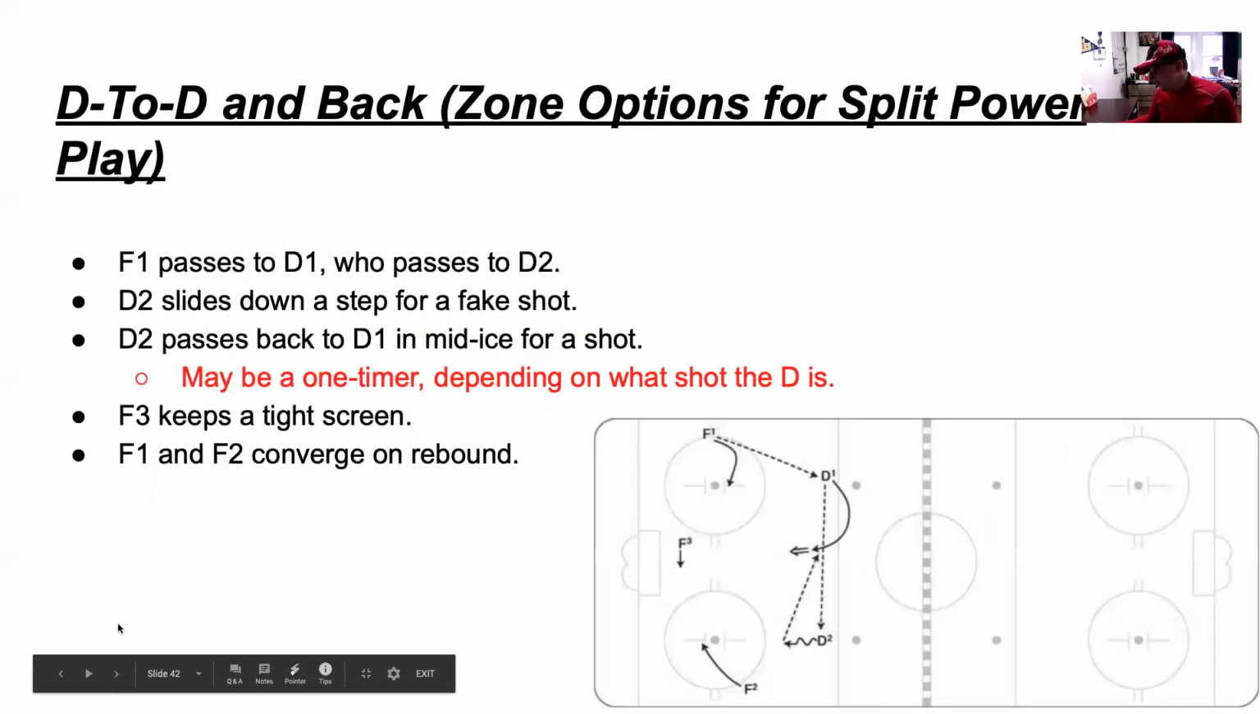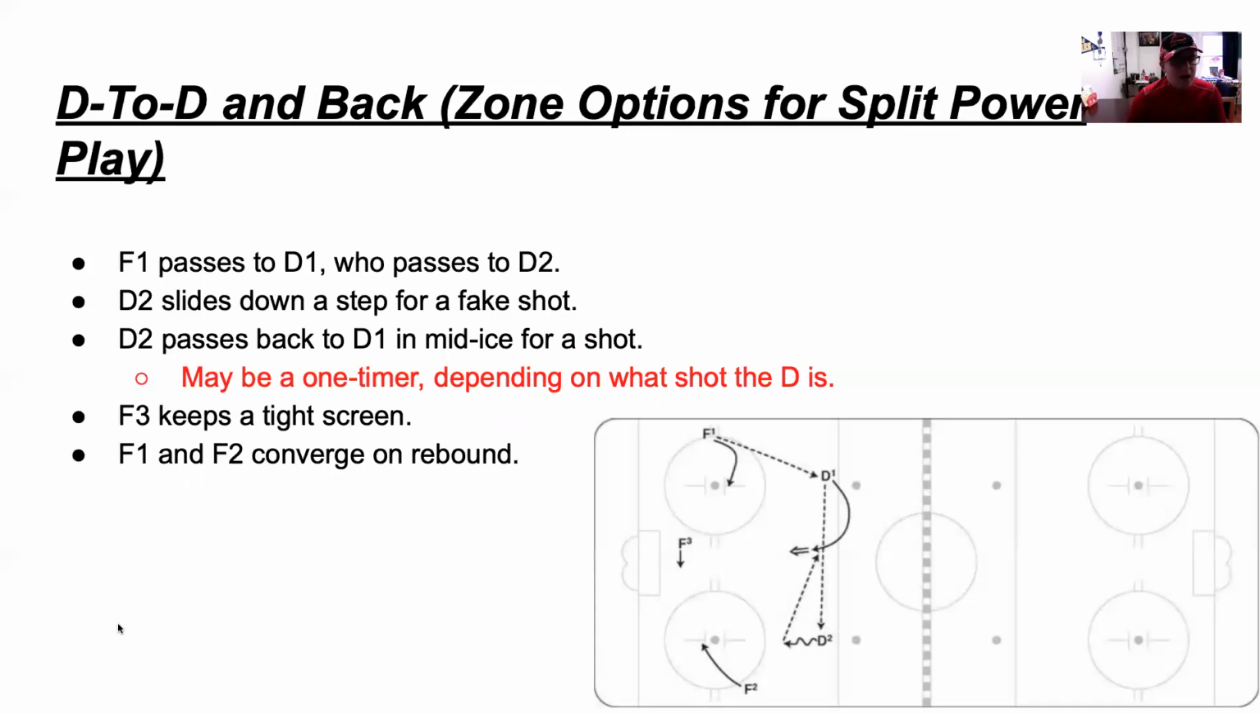Then we have the D to D and back. So F1 passes to D1, who passes to D2. D2 slides down a step for a fake shot, and D2 passes back to D1 at mid-ice for a shot. And this may be a one-timer depending on what the D is. Then F3 keeps a tight screen, and F1 and F2 converge on the rebound.